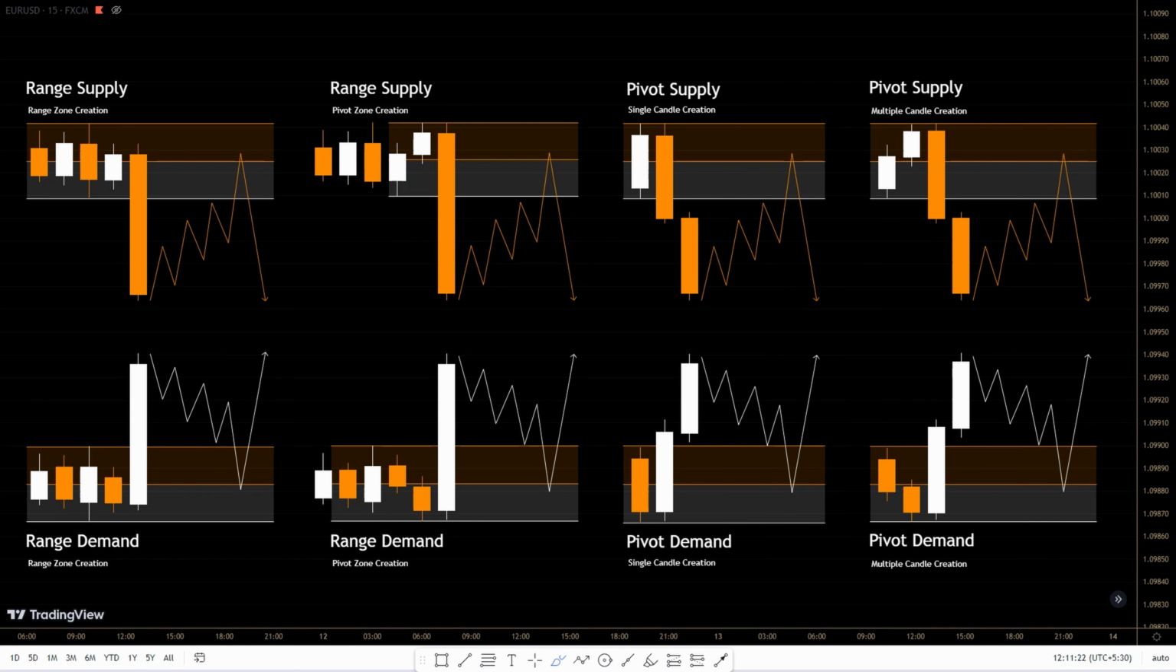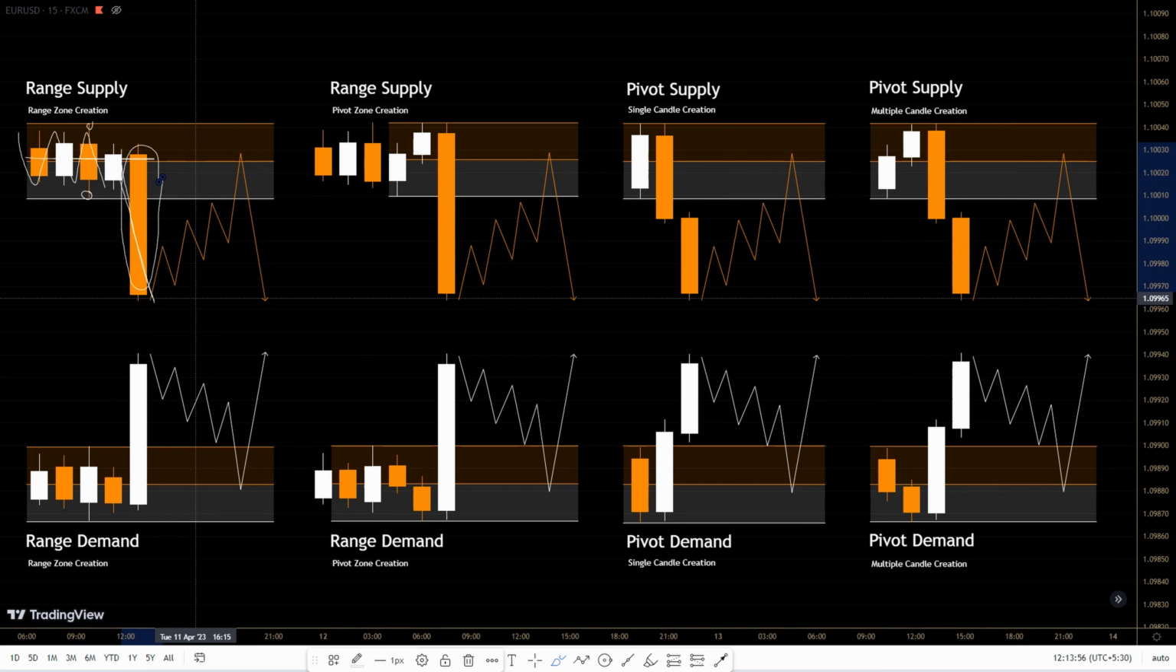Let's see the first model, that is the range created supply. You can see here the price fluctuates between these two points and it makes this high and low, and we just map out based on this high and low. There is a sideways correction in this chart and this is our range, and suddenly you can see the volume comes into the market and the price is far away from this supply zone, right?